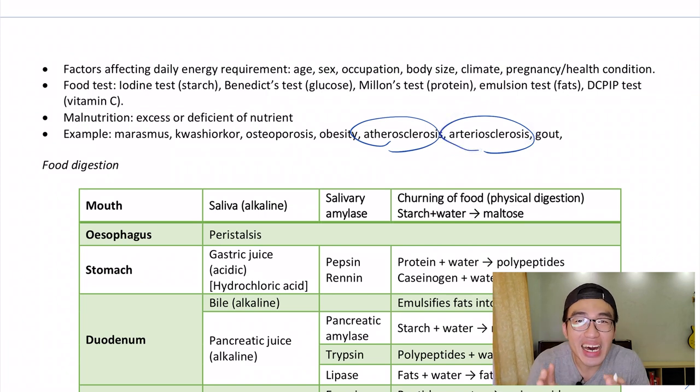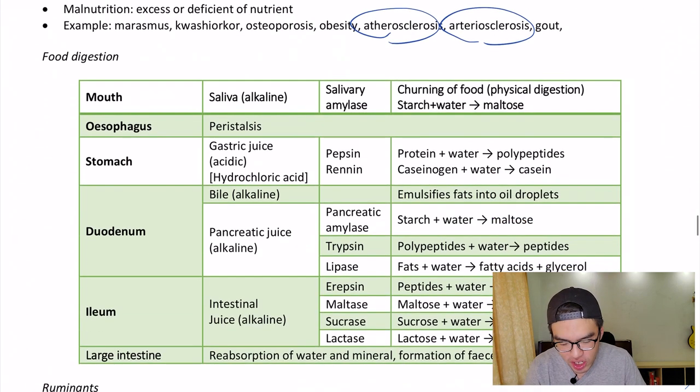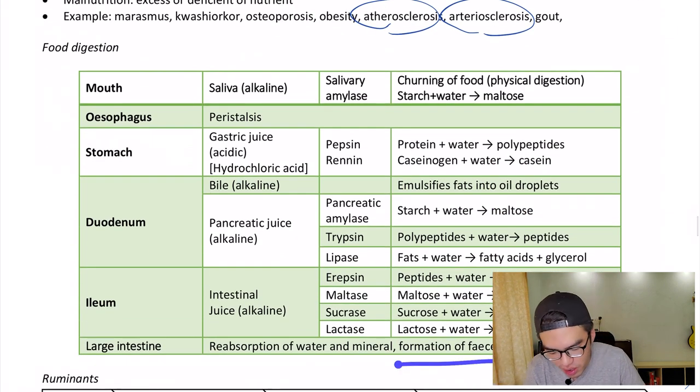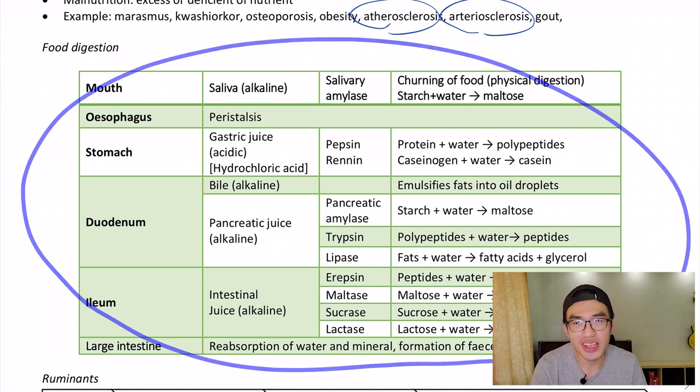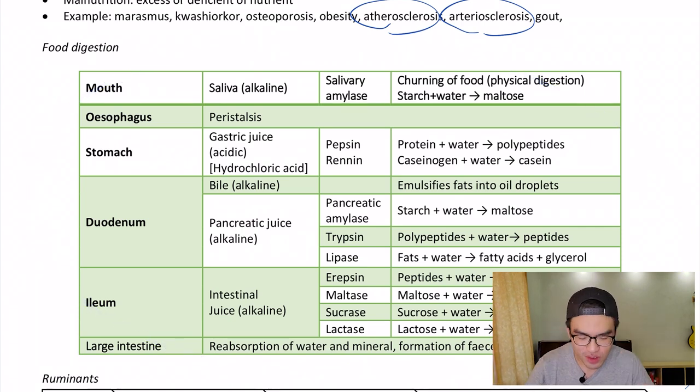Arteriosclerosis, that's the hardening of your blood vessels. So they are two different things, although they happen together. Right, so for food digestion, I just wrote a summary here. You can read this yourself. This is a very long topic to go through.